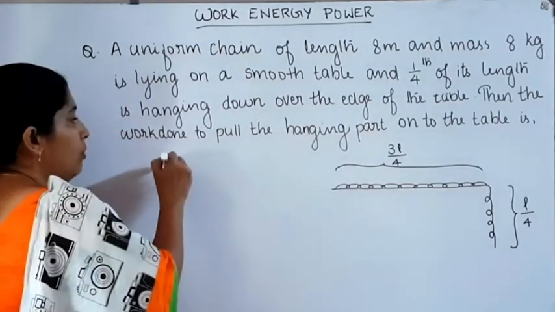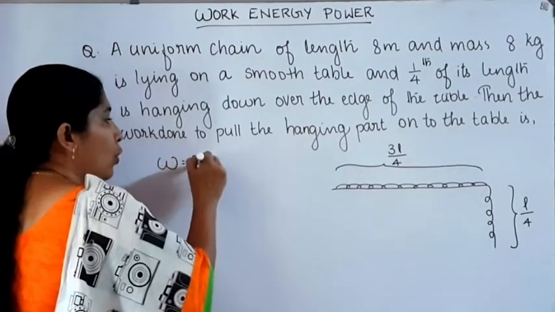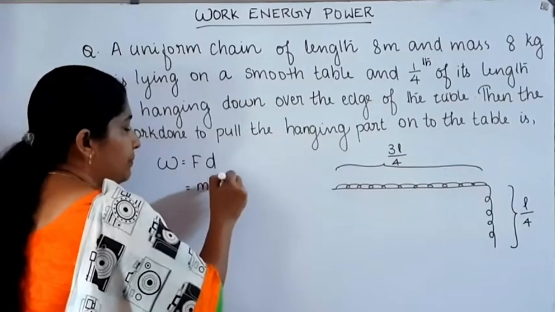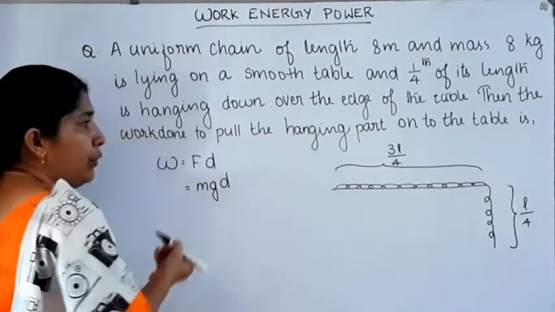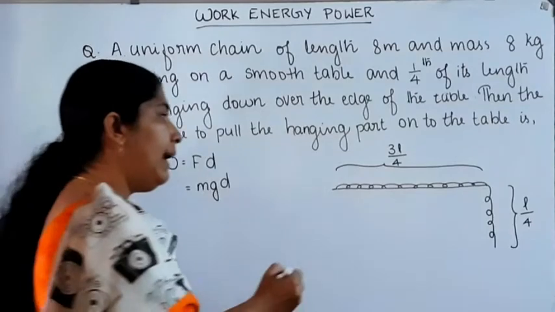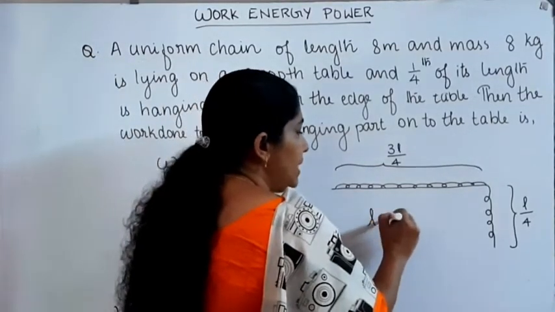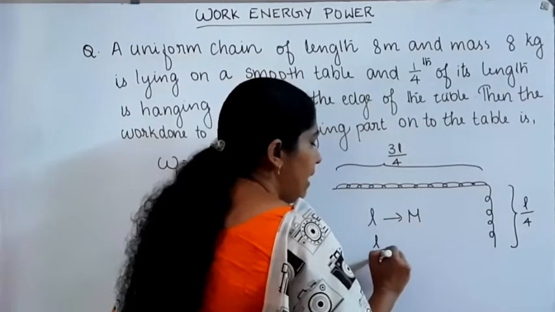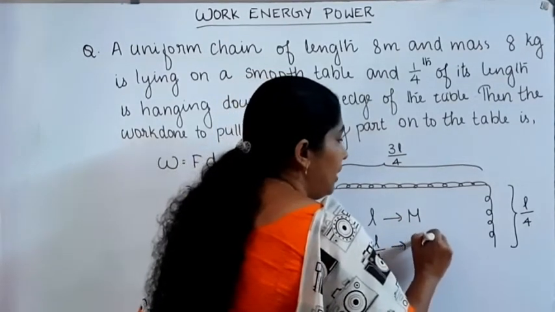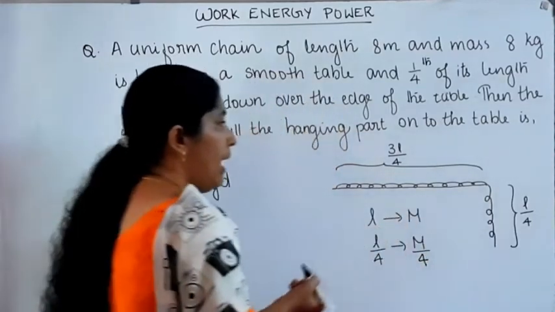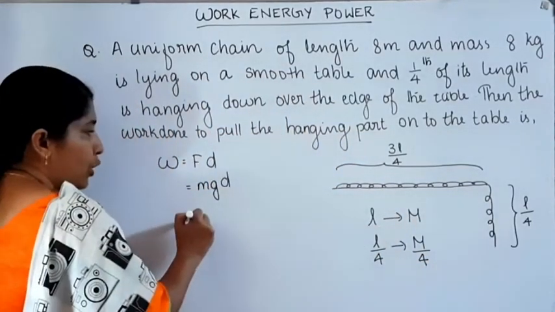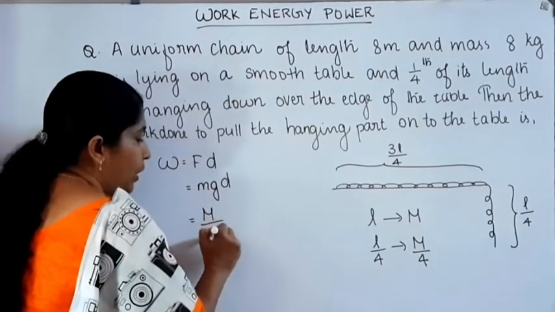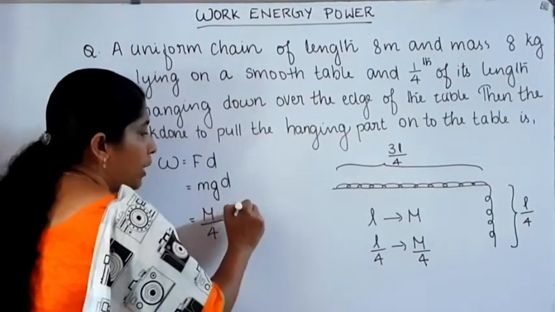Work done W is equal to F dot d, that is mg into d. We want to find M. Length L has mass capital M, then L by 4 length has mass M divided by 4. So we put the value of small m as capital M divided by 4, into g, into d.